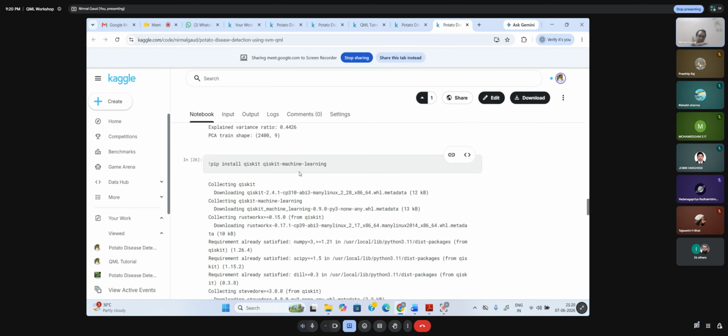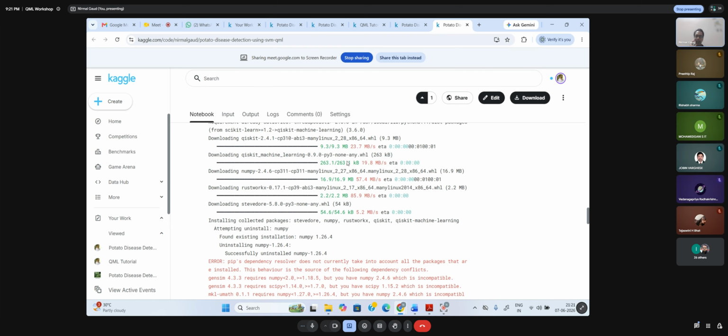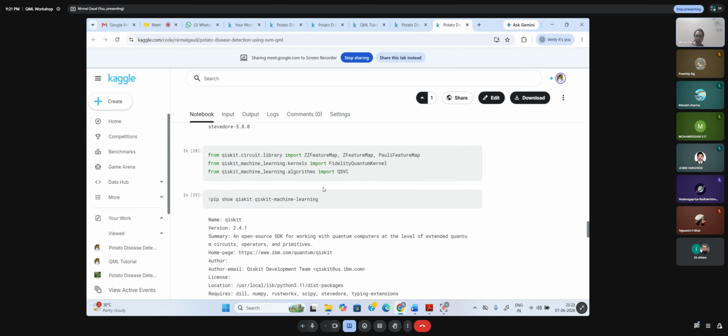There are certain libraries which I need to install apart from PennyLane. These are Qiskit, Qiskit machine learning. However, I found PennyLane very easy, but in the research paper they mentioned Qiskit libraries. That is why I need to install these libraries. Pip install the Qiskit library. Here also all the installations are done.